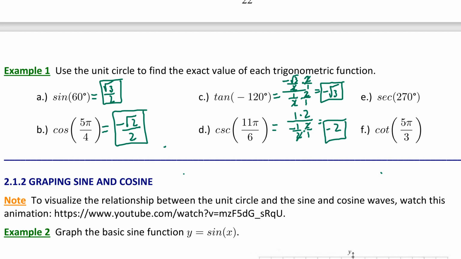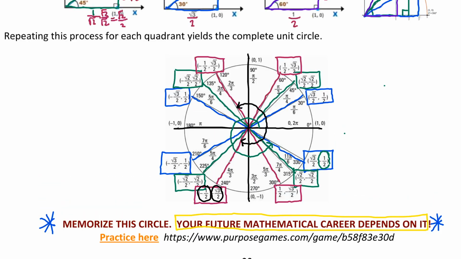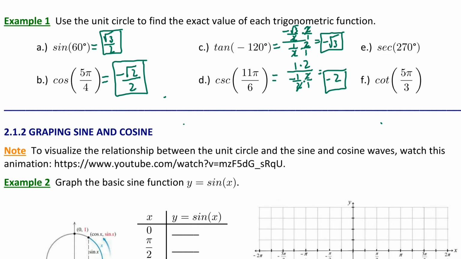Secant of 270. Remember, secant is related to cosine, so if I can find cosine of 270, I can get secant of 270. So if we rotate to 270, observe cosine, the x-coordinate there is 0. Secant is the reciprocal of cosine. In this case, it would give us 1 over 0. That's no good. We're going to get an undefined value.